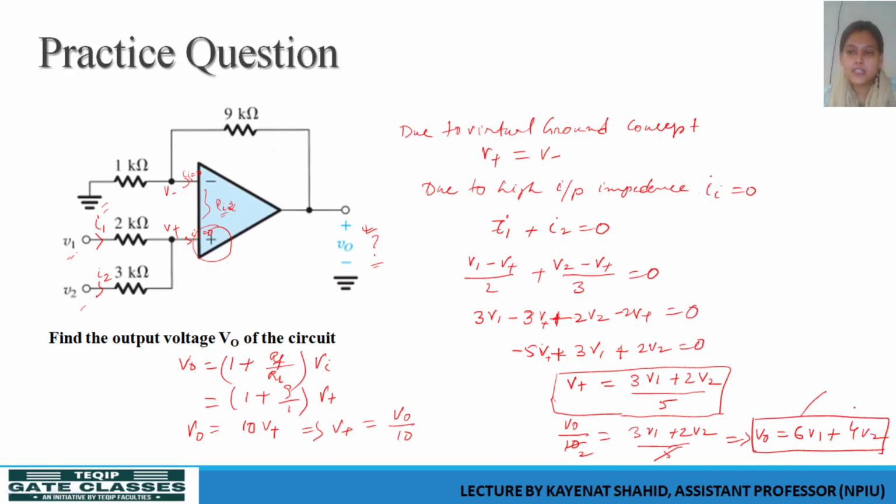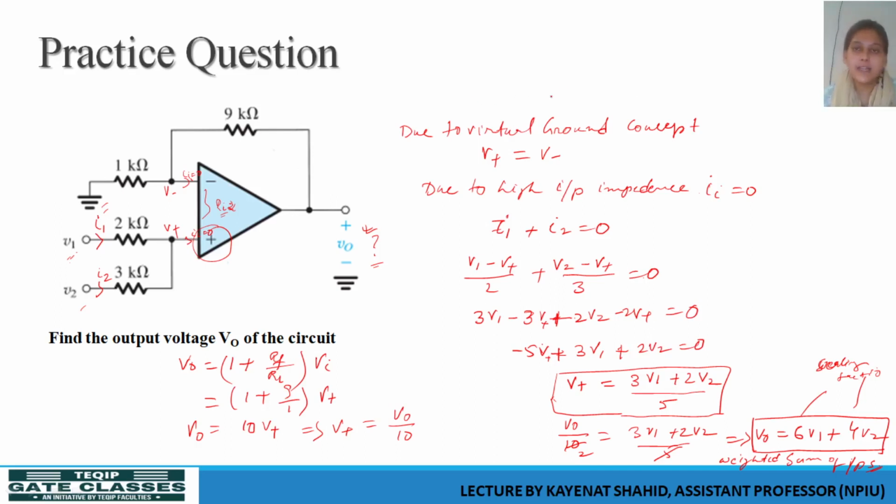Okay, this 6 and 4 is nothing but the scaling factor, you can say. And this is called a weighted sum. Why? Because V1 and V2 are being added, but with some weighted value, a weighted sum of inputs. So this is the output of this equation.